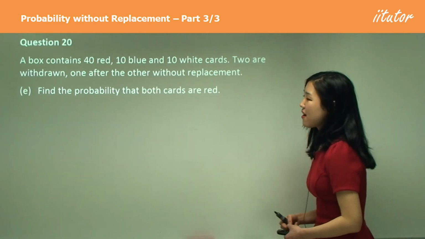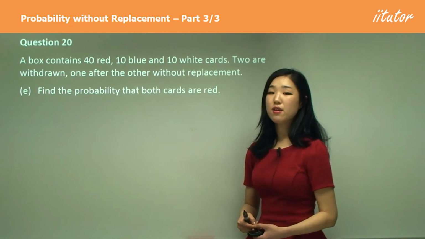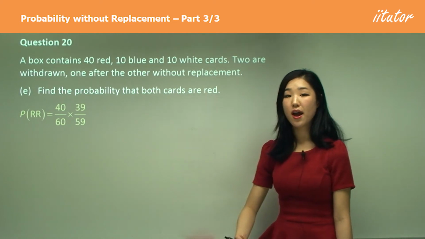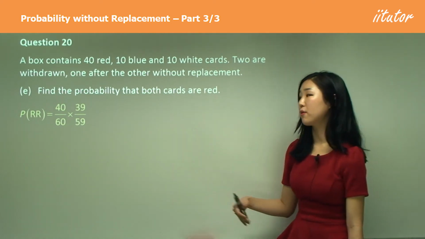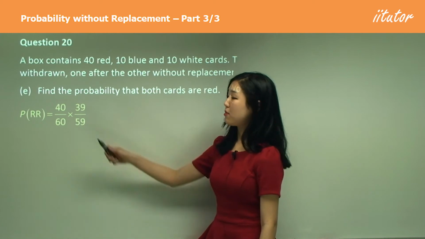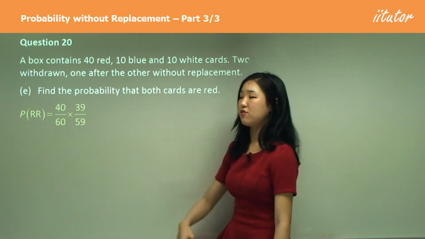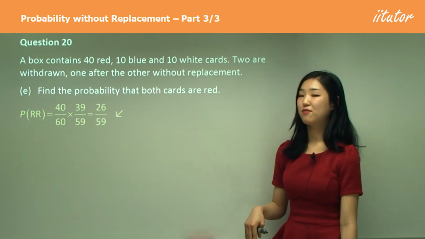Now with E, find the probability that both cards are red, which means we want red, red, which is 40 out of 60 times 1 less on top and bottom, so 39 over 59, because we'll have 1 less red card out of 1 less of the total number of cards to choose from. And that's 26 on 59.